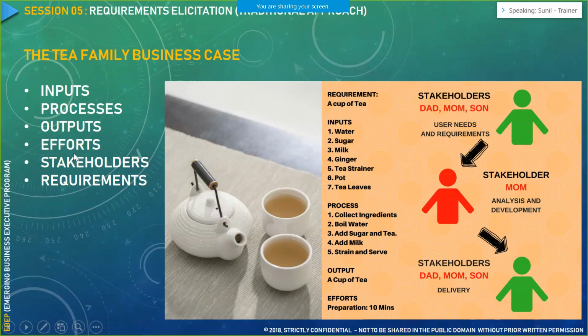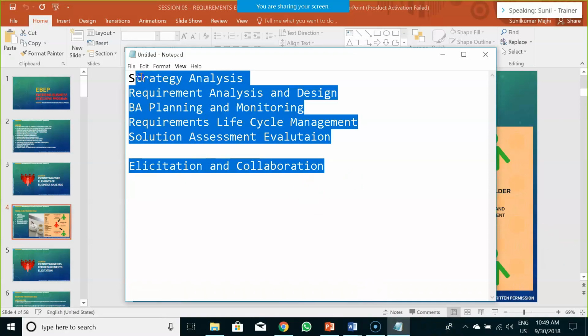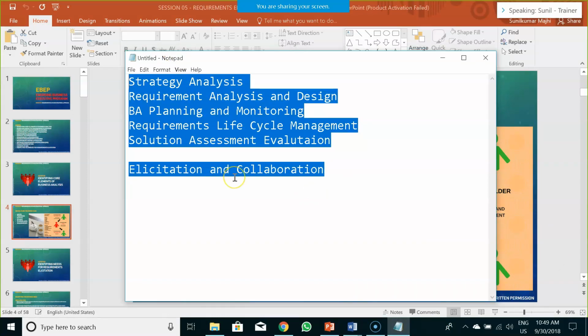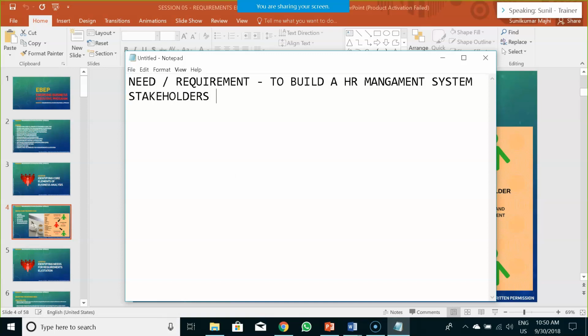Now this was a simple example. Let us map it to a regular example. Let's say our need or our requirement is to build an HR management system. When we say HR management system, who all could be stakeholders in an HR management system? Any thoughts?